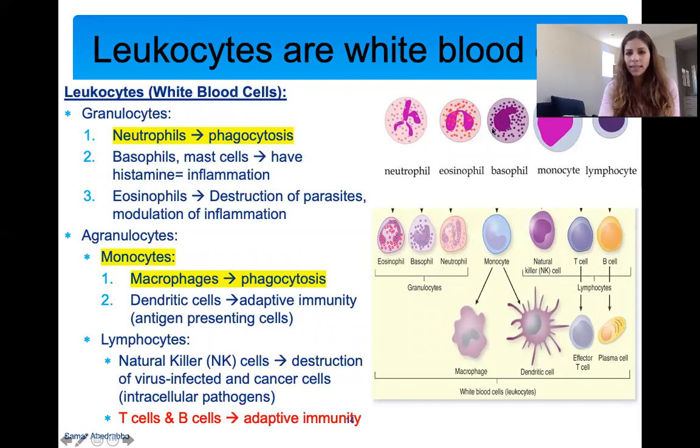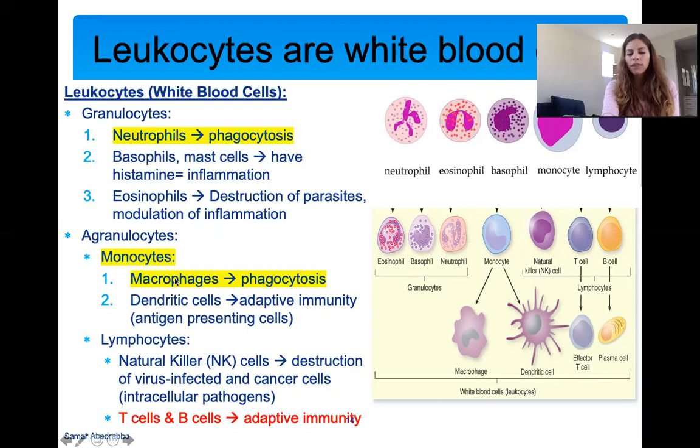Basophils and mast cells. So here's a basophil. It looks granular. They're important for inflammation, so they have histamine inside. Eosinophils. This is what eosinophils look like. They're important if you get a parasitic worm infection, and they're also important in inflammation. Cells that are not granulocytes, or agranulocytes, are monocytes and lymphocytes.